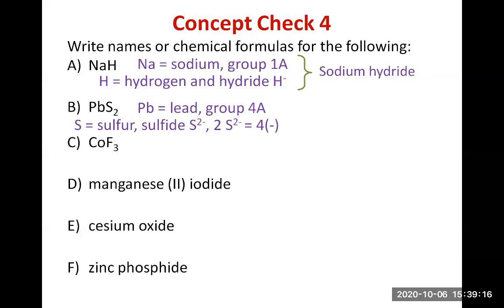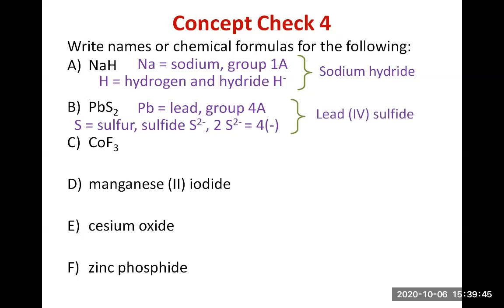And we have 2 sulfide per formula. So 2 times 2 is 4. We have 4 negative charges in total. And so the lead will need to carry 4 positive charges, and it's one lead, so the one lead will have the 4 positive charges. So it will show up in the name as a Roman numeral after lead. So lead 4 sulfide is the name of PbS2.